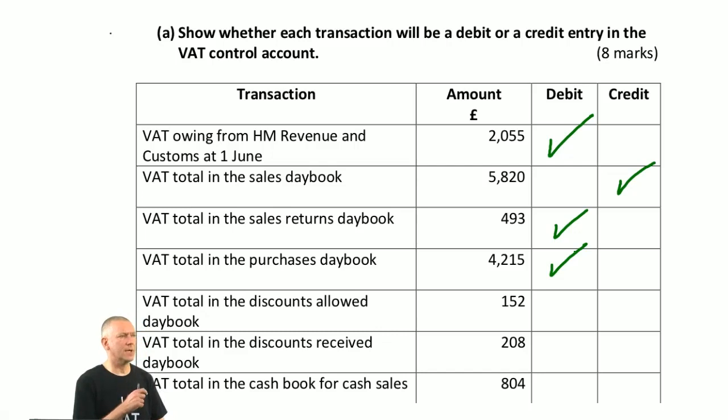VAT total in the discounts allowed day book. When you allow a discount to your customer, you reduce the sales value. When you reduce the sales value, you reduce the amount of VAT that you collect. When you reduce the amount of VAT that you collect, you reduce the amount of VAT that you owe. When you reduce the amount of VAT that you owe, you reduce your creditor. When you reduce your creditor, you debit your creditor.